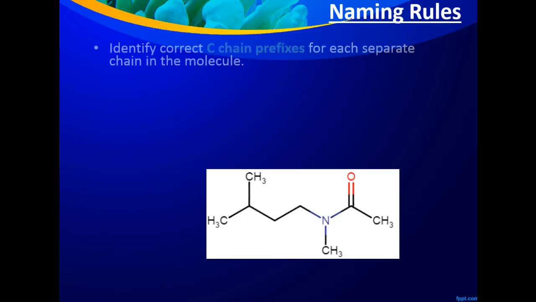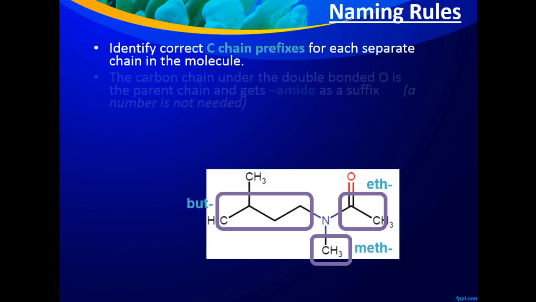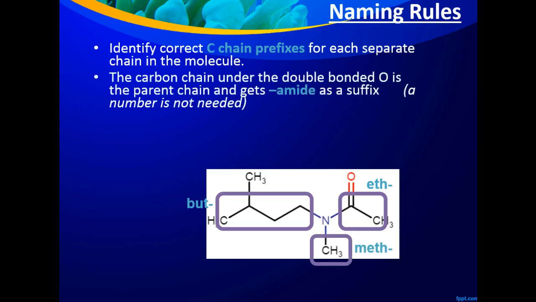Let's go over some naming rules for the amides. Identify the correct carbon chain prefixes for each of the separate carbon chains coming off the nitrogen. So here's a bute, here's an eth, and here's a meth. The second thing that we need to do is the carbon chain under the double bonded O is the parent chain and gets the amide. So all of the carbon chains are connected to the nitrogen, but this is the only carbon that is connected to the double bonded O and the nitrogen, so it is going to get the amide ending. So in this case we have ethanamide.